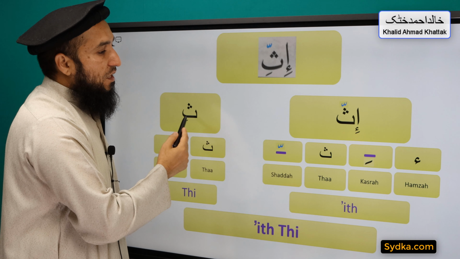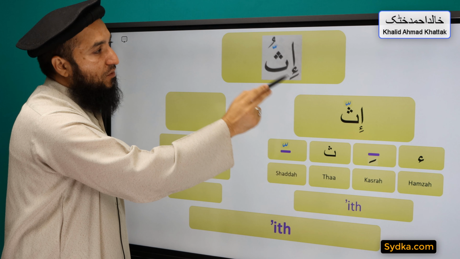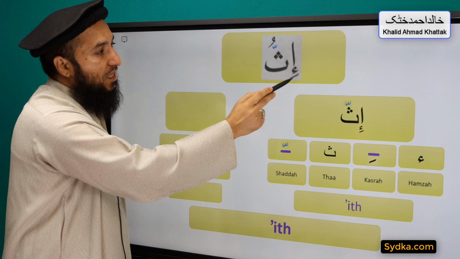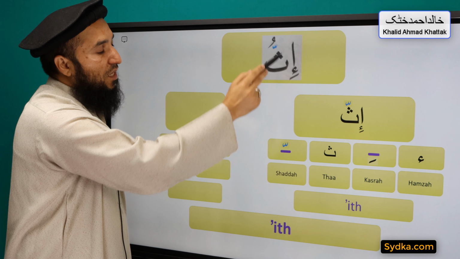The next word we have is ithu, and it can be divided into two syllables. The first syllable we have is hamza, kasra, tha, shadda, ith. Hamza is a light letter, it has kasra underneath, it is followed by tha. Tha has a shadda. This alif is silent and it is used as a chair for hamza.